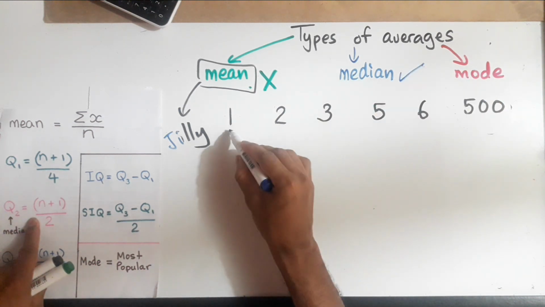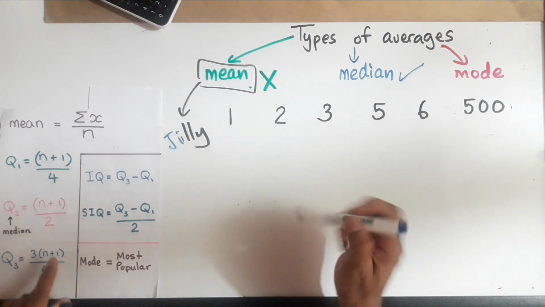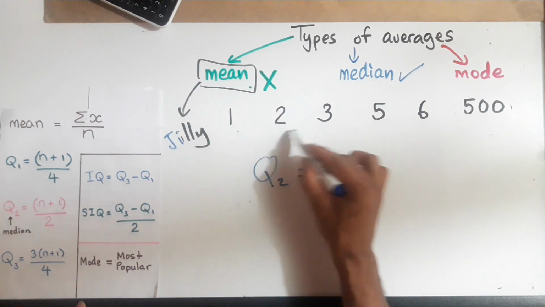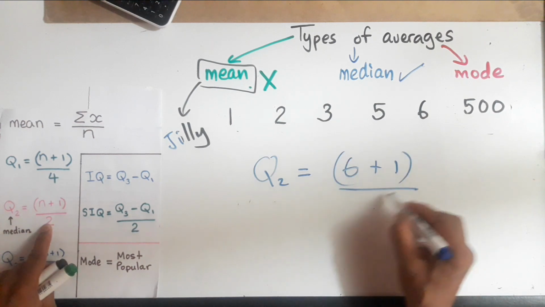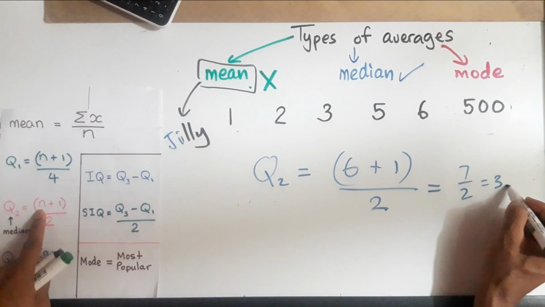How do you find the median? First you count how many numbers you have. You have 1, 2, 3, 4, 5, 6. Remember, Q2 and median are the same thing. So 6 plus 1, and then you divide it by 2. So you get 7 divided by 2, which is 3.5.